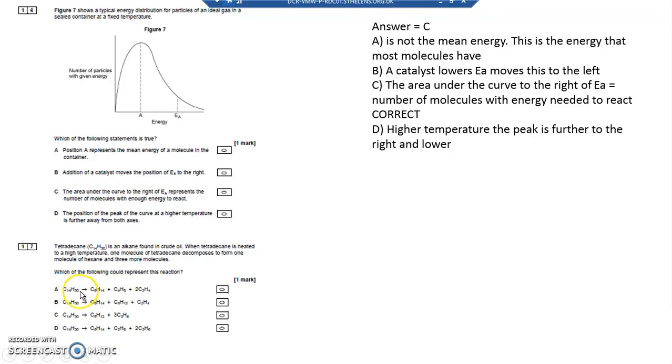Let's just check. C14H30. C6 and 4 is 10, and 2 twos are 4. It makes 14 carbons on the right. 30 hydrogens on the left; 14, add 6, add 10, let's check that out, hold on, 14, add 8 is 22, add 8 is 30. Yes, it's got 30 hydrogens on each side. Does it form hexane? Yes, C6H14 is hexane, and 3 other molecules, 1 there, and 2 lots of ethene. Yes, it's definitely A.